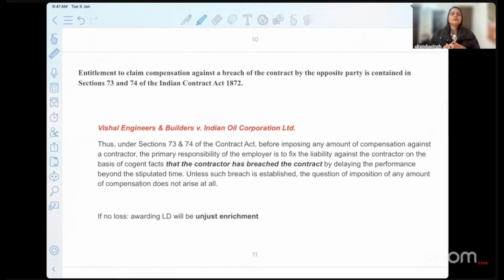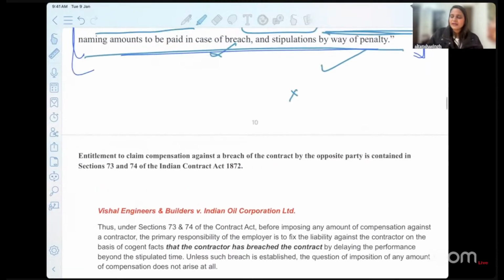Now, getting into the procedural aspect of how we find out there is liquidated damages, the clause exists. If the clause exists, can one party who thinks they are aggrieved take money from you themselves, or do they have to reach the court? Let's say X and Y have promised that in case breach happens, you will have to pay me 10,000 rupees. Now X thinks, yes, breach has happened.